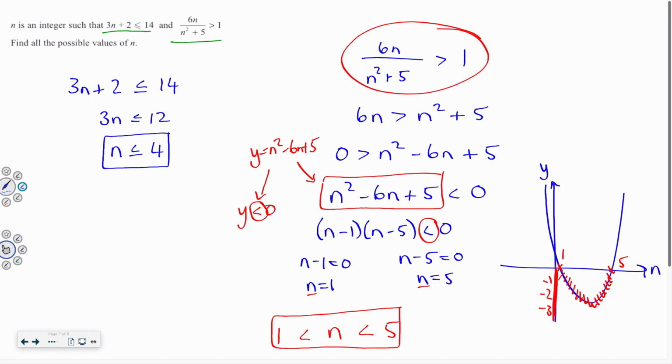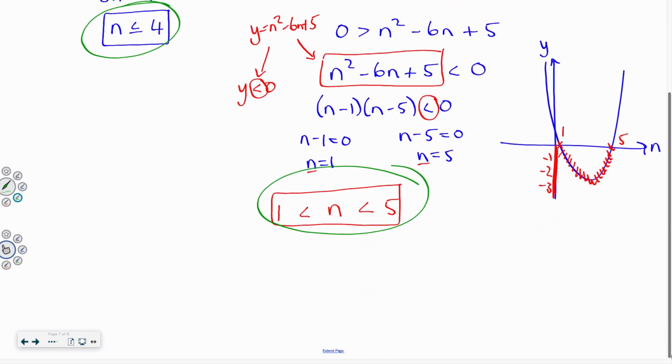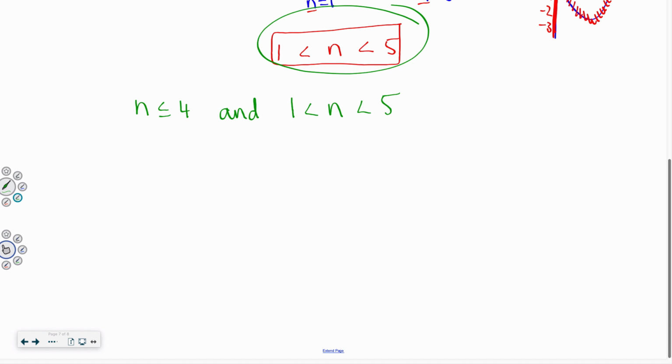So now what we need to do is merge this inequality and this inequality together. So n is less than or equal to 4, so that's 4, 3, 2, 1, all the way down to negative infinity. And here we've got the values between 1 and 5, but not equal to it. So if we want n is less than or equal to 4, and 1 is less than n, which is less than 5, these values we can merge together. Our bottom restriction is going to be 1, so 1 is less than n, but looking here, it's got to be less than or equal to 4 on our upper end.